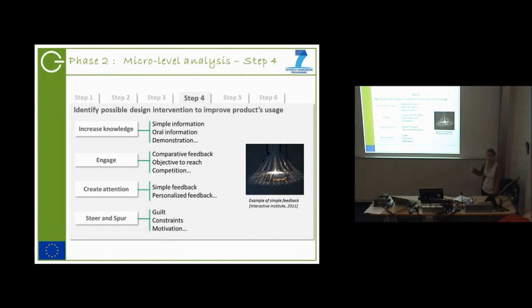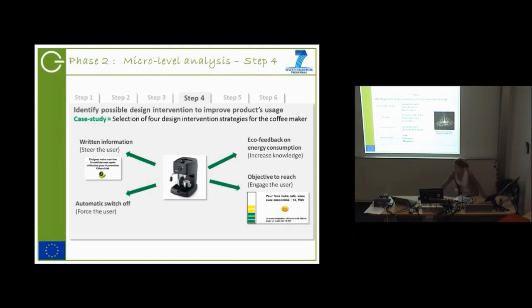There are a lot of examples in the literature and a lot of existing classifications. In our case, we identified 4 different design intervention strategies for our product. The first one aims to steer the user. It is just written information implemented on the machine that tells the user to turn off the machine right after making a coffee. The second one is the strategy that forces the user to switch off the machine automatically after making a coffee, so the machine will stop automatically.